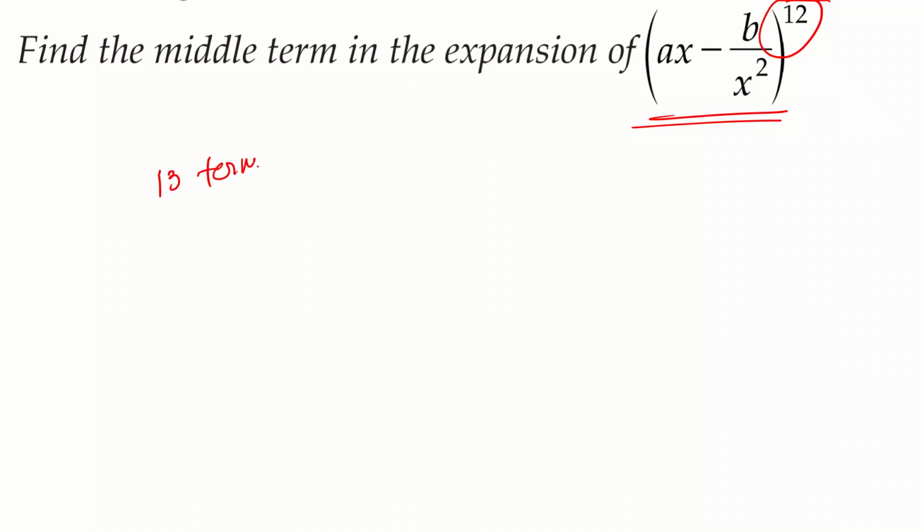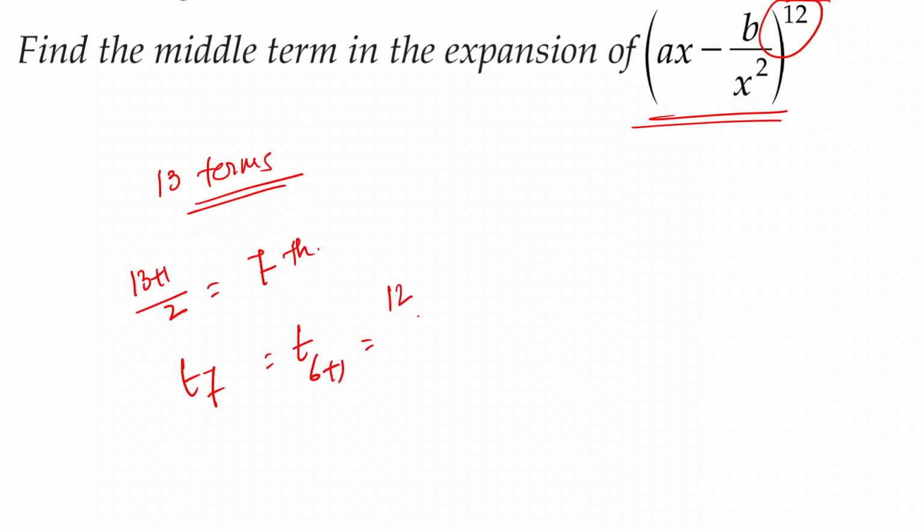I have already told you that we'll be having one more term than the power. So if there are 13 terms, then what will be the rank of my middle term? 13 plus 1 by 2, which is 14 by 2, which is 7. So all I need to do is find out the 7th term. So I need to find out T7. What is T7? It is T 6 plus 1.